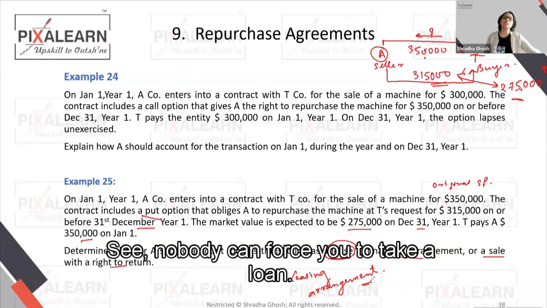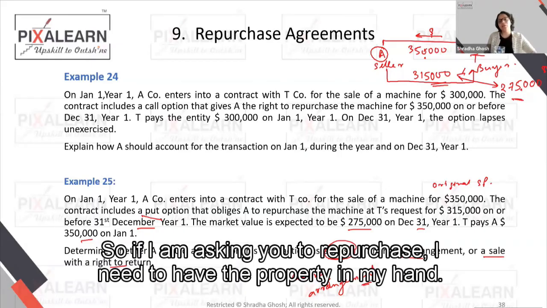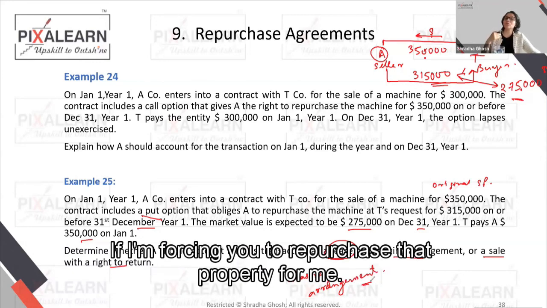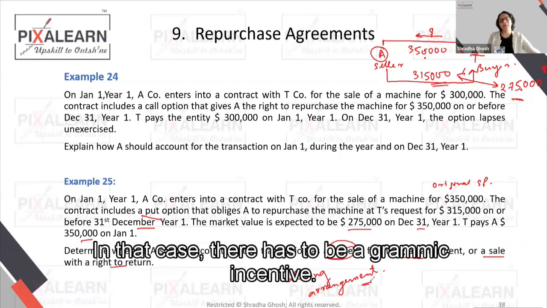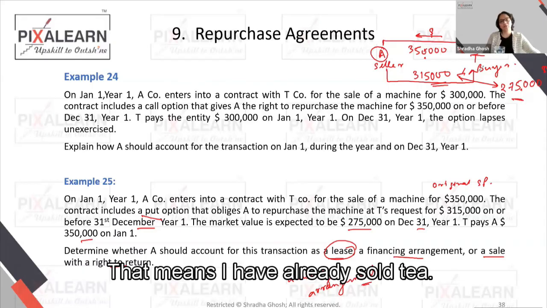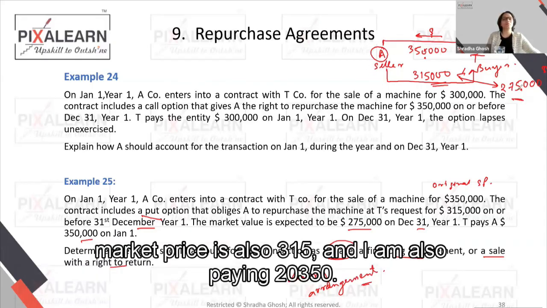See, nobody can force you to take a loan. Remember that. So if I am asking you to repurchase, I need to have the property in my hand. That means when you sell that property to me, that property is now mine. Now, if I'm forcing you to repurchase that property from me, there has to be an economic incentive. If there isn't, then I know that it's just a sale with the right to return. That means I have already sold to T. Now, when T is forcing me to buy back, market price is also 315, and I'm also paying T 350.